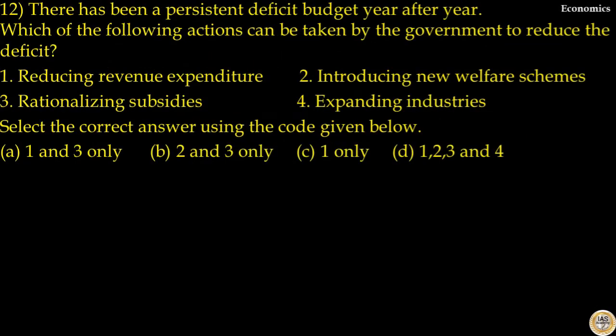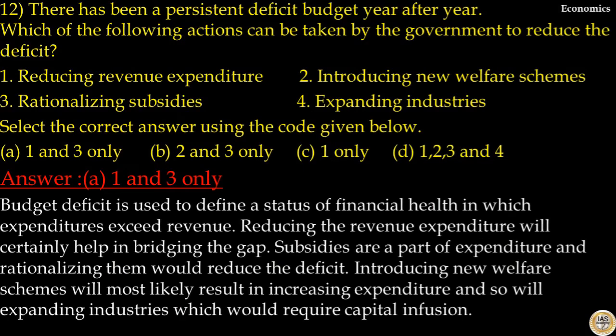Number 12. There has been a persistent deficit budget year after year. Which of the following actions can be taken by the government to reduce the deficit? Options are reducing revenue expenditure, introducing new welfare schemes, rationalizing subsidies, expanding industries. Select the correct answer using the codes given below. The answer to this question is option A. 1 and 3 are correct.